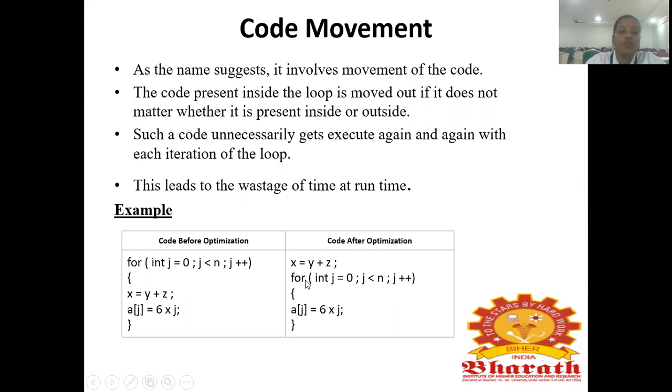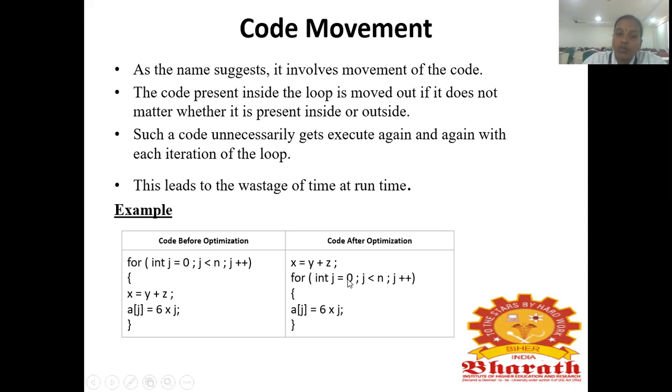So what is the difference between the two? First you declare the for loop, which is a looping statement, with its conditions. Next x equals y plus z. Next a of j equals 6 into j. So what is the difference before and after? The declaration x equals y plus z declares a local variable, used only for this loop, so the value cannot be used by any other code. That is before optimization.